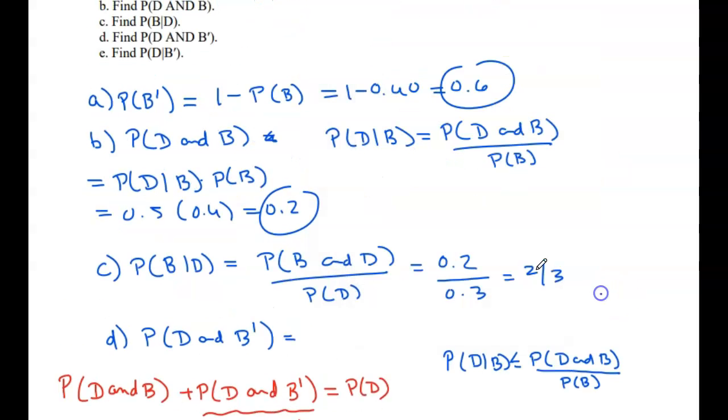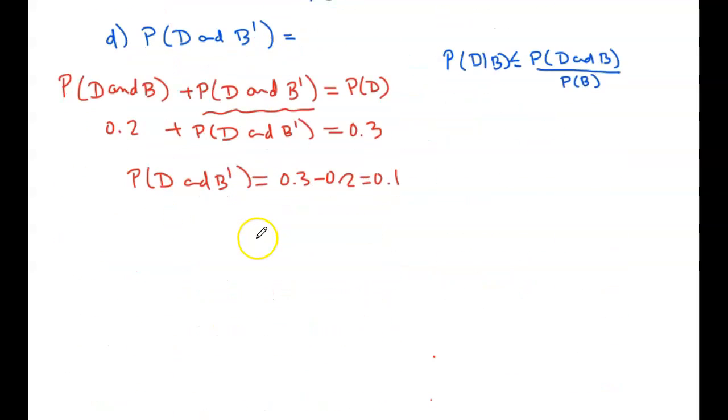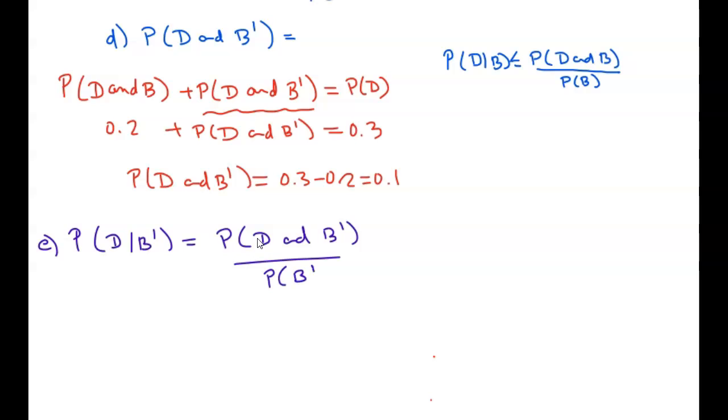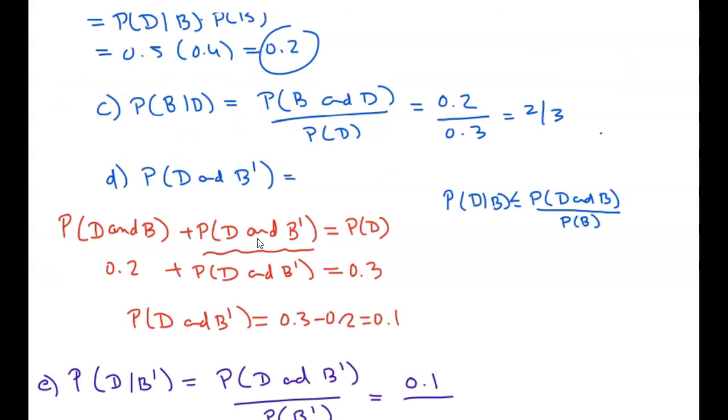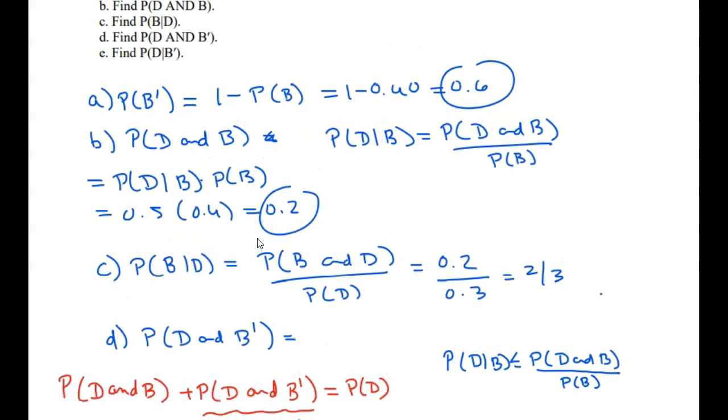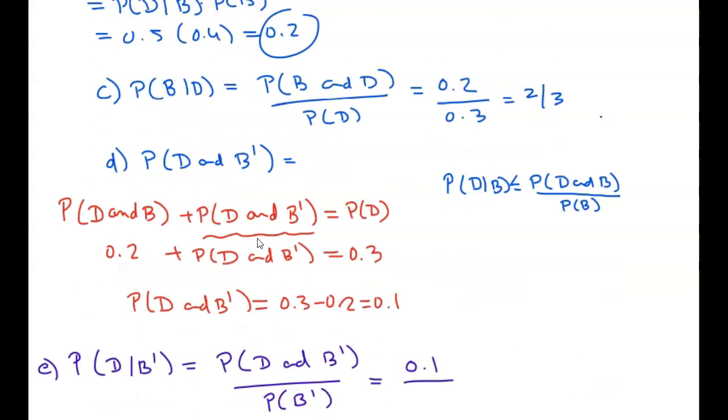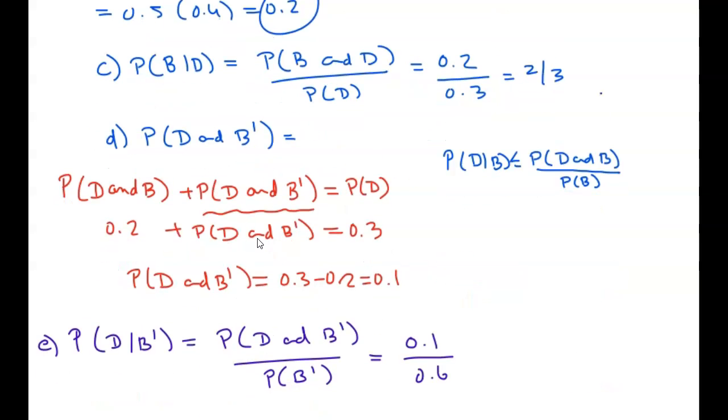Alright, so the last question is find the probability of D given B prime. We use the formula. This is the probability of D and B prime divided by the probability of B prime, which is equal to 0.1 from above, and the probability of B prime is 0.6. So this is 1/6, which is 0.167. Alright, that's it.